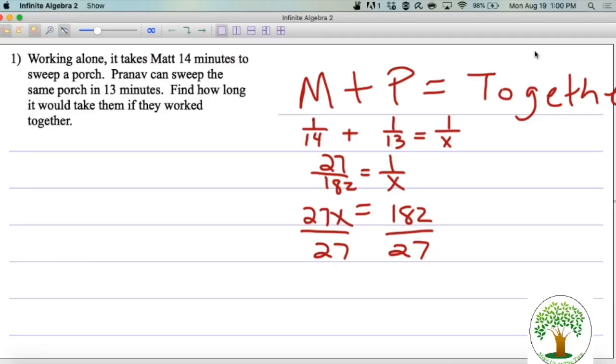Someone do that on their calculator for me. 6.74. That is the answer. It'll take them 6.74 minutes to do it together.